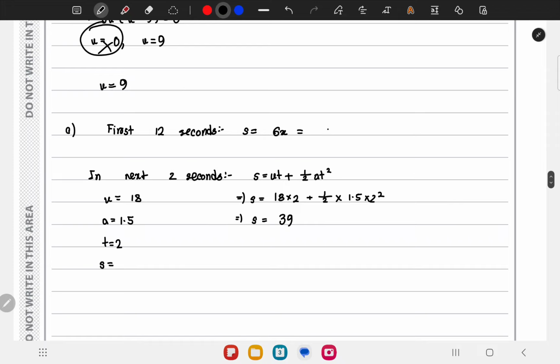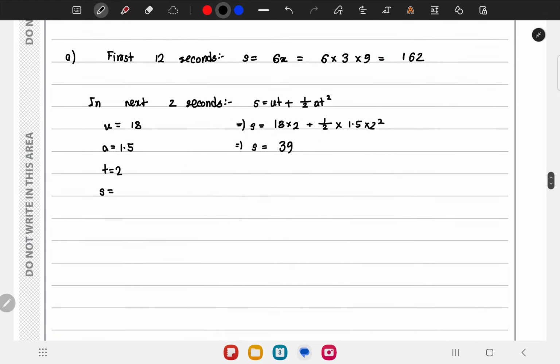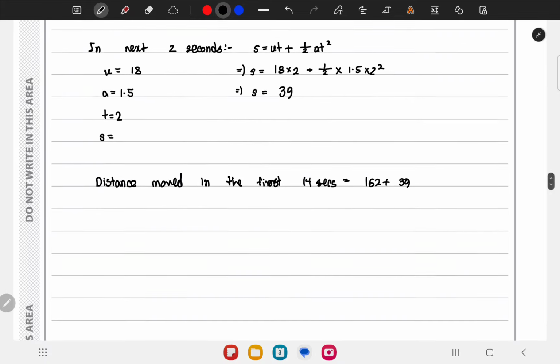We can change this into 6 times 3u. The value of u is 9. So 6 into 3 into 9, which is 162. So the distance moved in the first 14 seconds is equal to 162 plus 39. This comes up with a value of 201 meters.